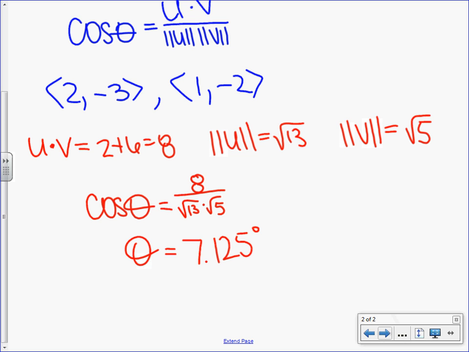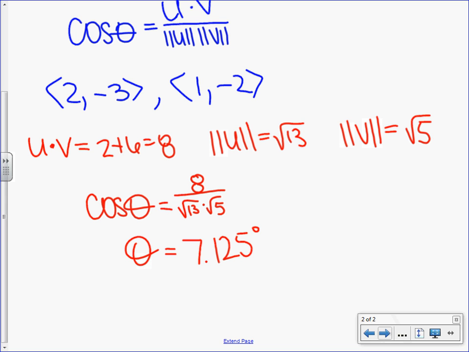Now, how could you tell if two vectors are perpendicular? If their angle is negative, their slope or their cosine is equal. The cosine would need to be 0, right?